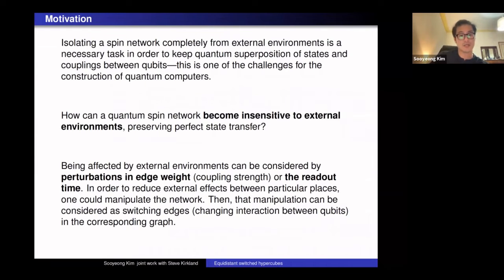Here we are going to measure being affected by external environments by perturbation in the edge weight and the readout time. Then we are going to manipulate a quantum spin network in order to obtain a graph which becomes insensitive to those perturbations. So here we are going to measure manipulation as switching edges.